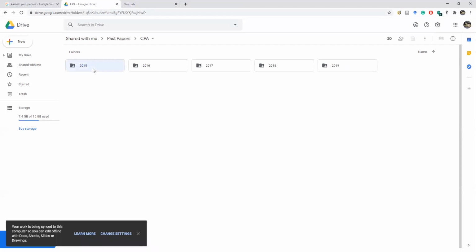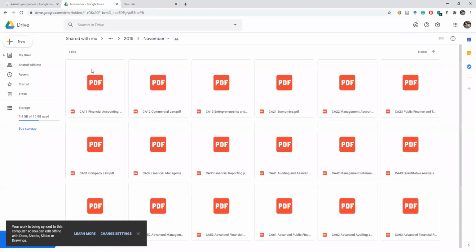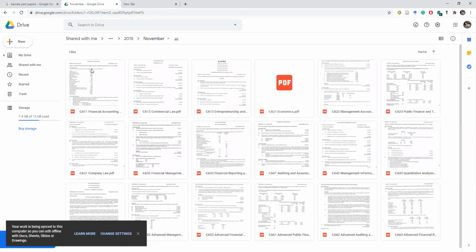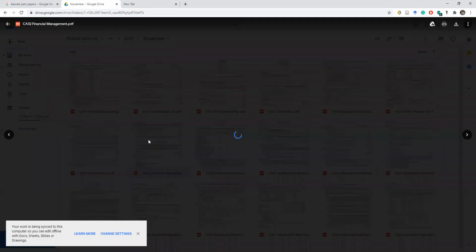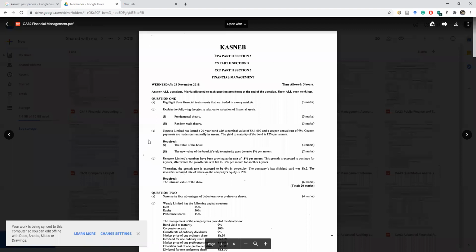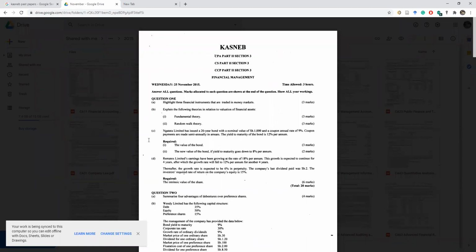If, for example, I open 2015, let me open this one, 2015 November. So financial management. You can see that all these questions are here. Let me open this one, and you have here financial management, for the November 2015 sitting. So for the time being, this is what we shall be using for revision in class.